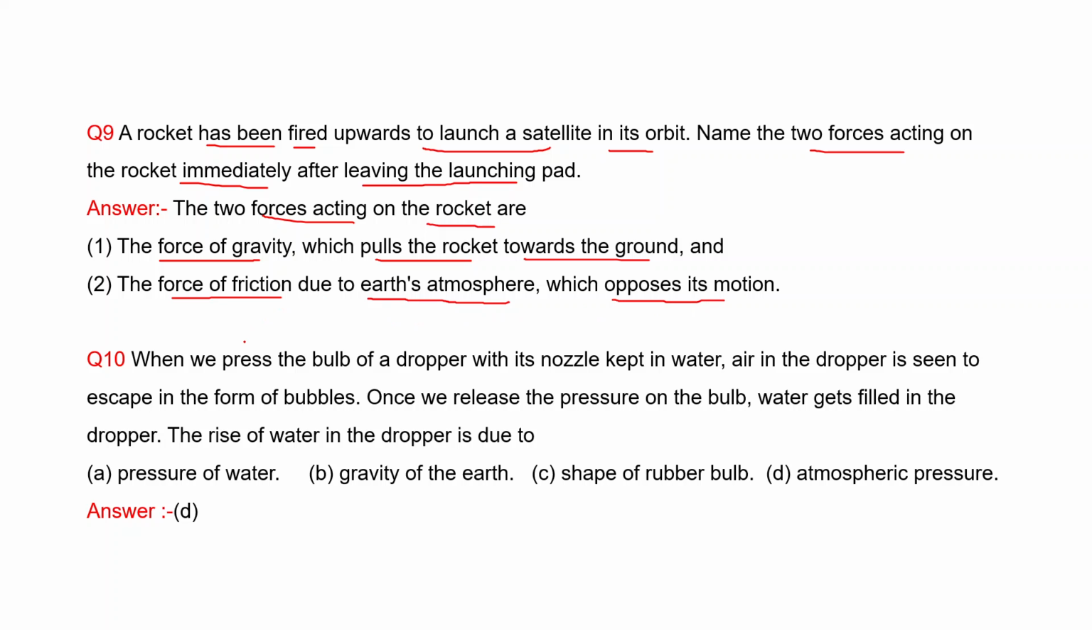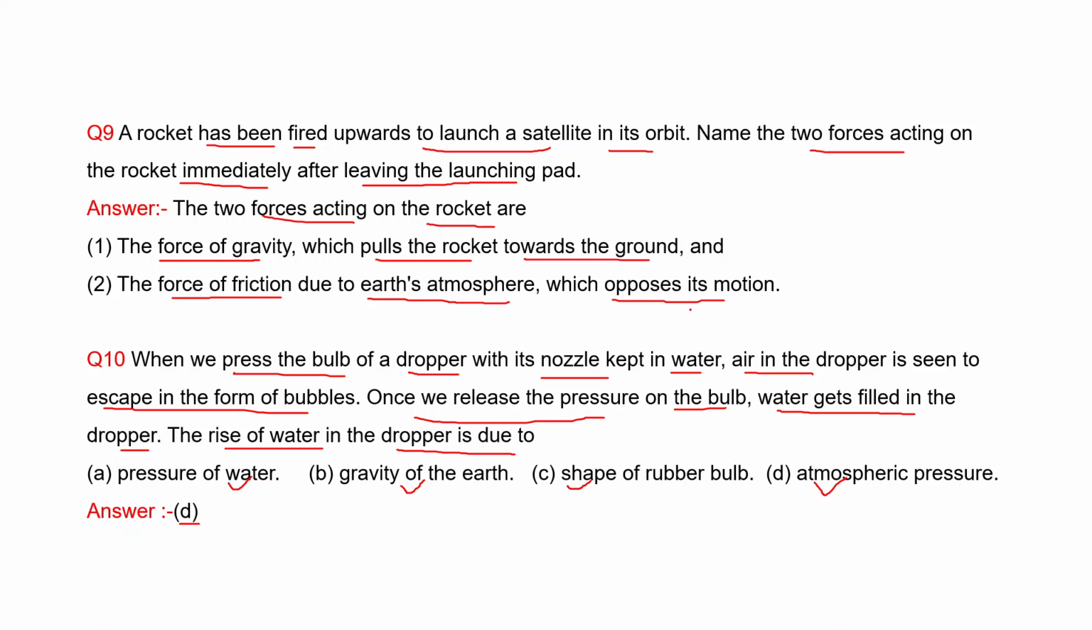When we press the bulb of a dropper with its nozzle kept in water, air in the dropper is seen to escape in the form of bubbles. Once we release the pressure on the bulb, water gets filled in the dropper. The rise of water in the dropper is due to: pressure of water, gravity of the earth, shape of the rubber bulb, atmospheric pressure. The correct answer is D, that is atmospheric pressure. Now, how?